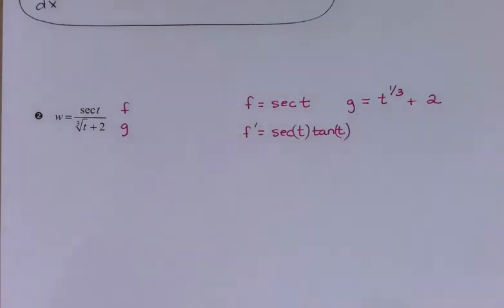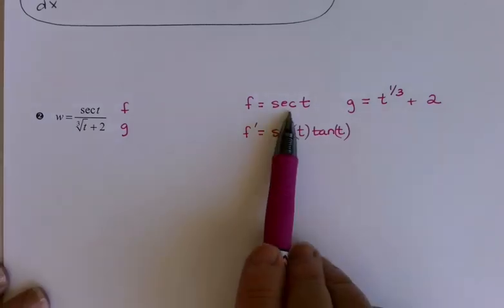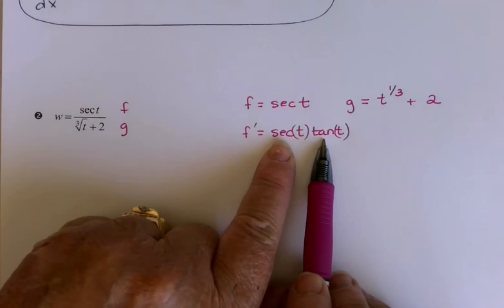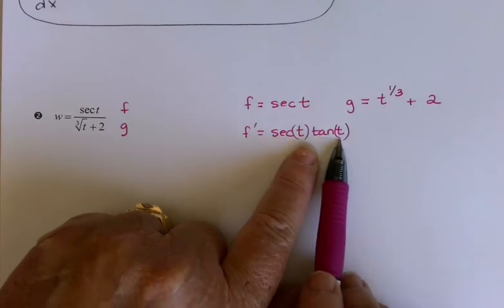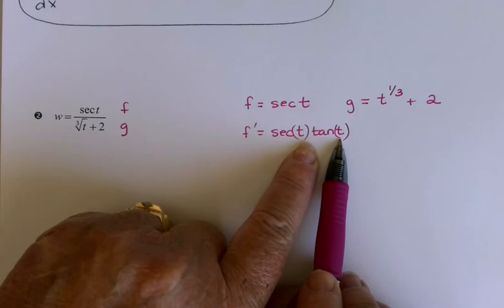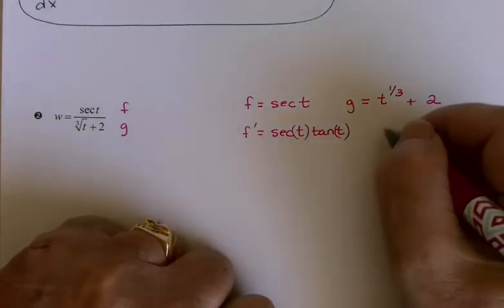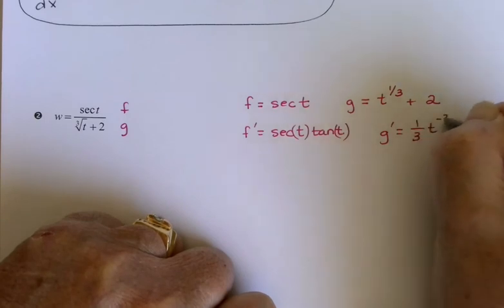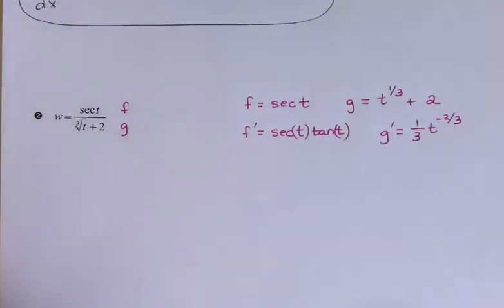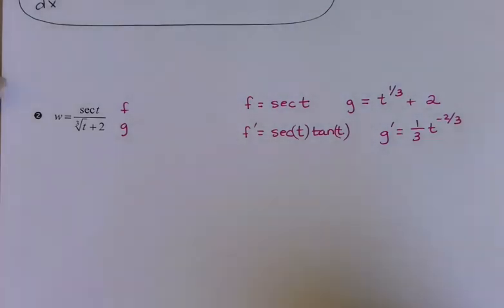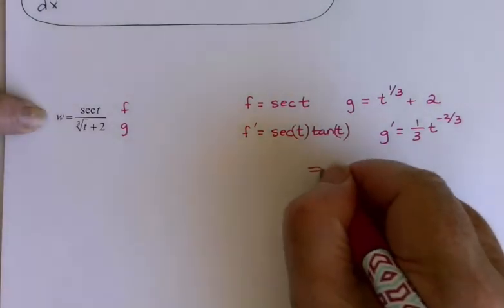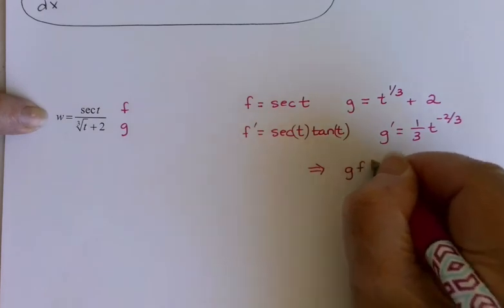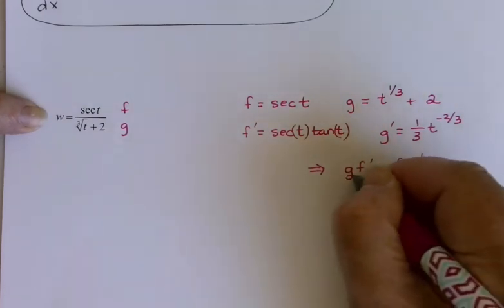I'm sure you all know this, but remember, with any trig function, you must always include the arguments. You can never leave them off. So if the original function is secant t, both factors in the derivative, secant and tangent, both have the same argument, t. Don't lose track of those arguments. G prime would be 1/3 t to the negative 2/3, and then just a plus 0, which I won't bother writing. And my original this time is a quotient rule, so we're going to go with gf prime minus fg prime over g squared.